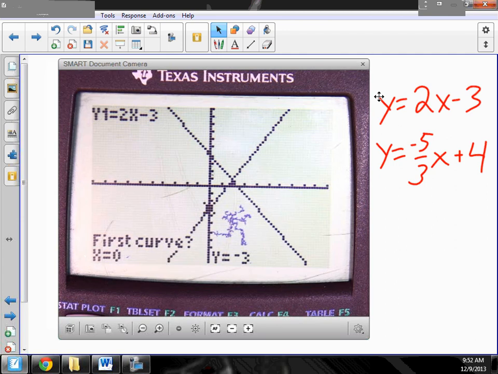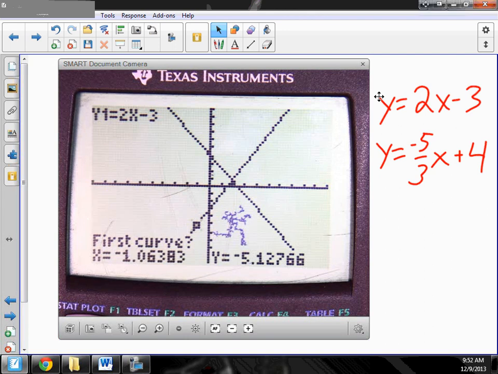up. So notice at the top it says y1 equals 2x minus 3. If you push up or down, you switch from one function to the next. If you push left and right, then you change the x values. So it says, tell me the first curve you want me to show you. Well, just hit enter because there are only 2 curves.